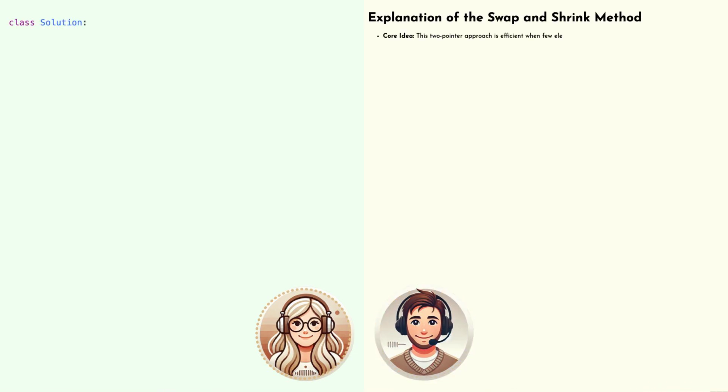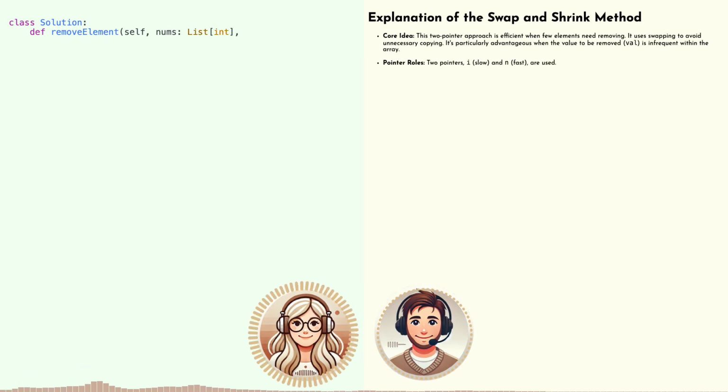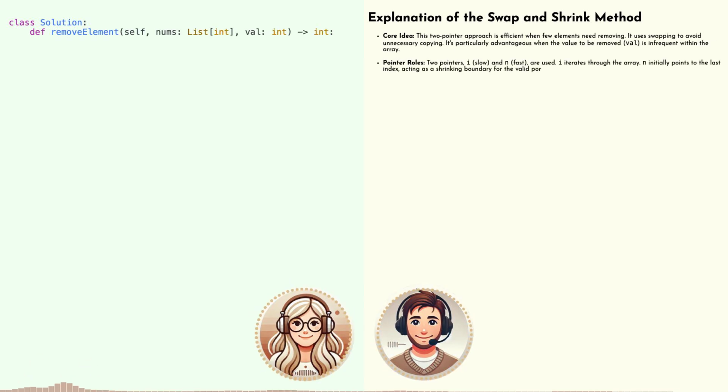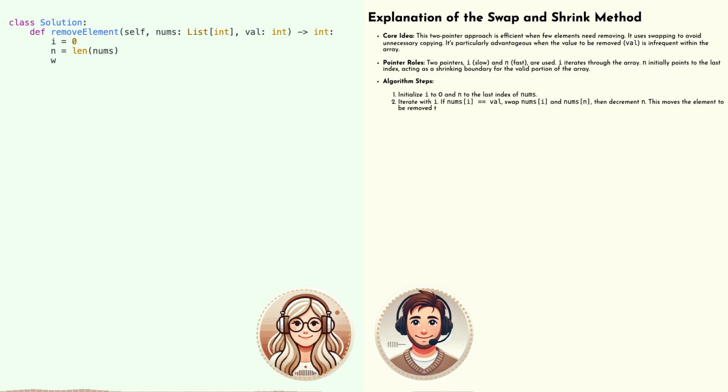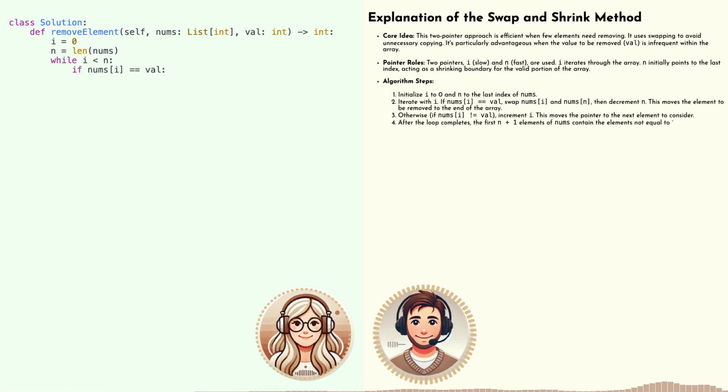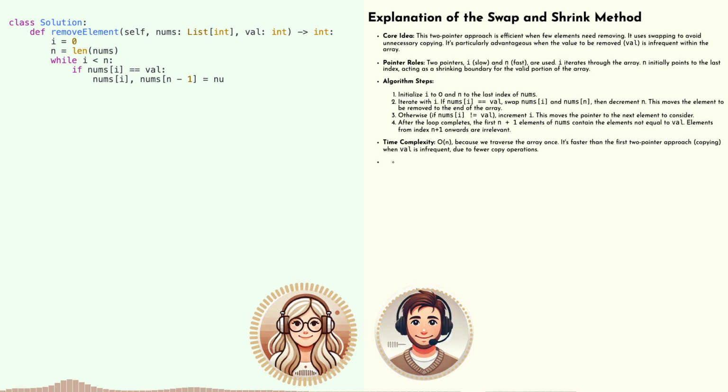Okay, I'm intrigued. Tell me more about this sand removing technique. Well, in this approach, we still have our two pointers, but they take on slightly different roles. This time, we introduce a new pointer, we'll call him N, and he starts at the very end of the array. So N is like a reverse pointer, marking the end of the valid portion of the array. Exactly. Think of it as a boundary marker.